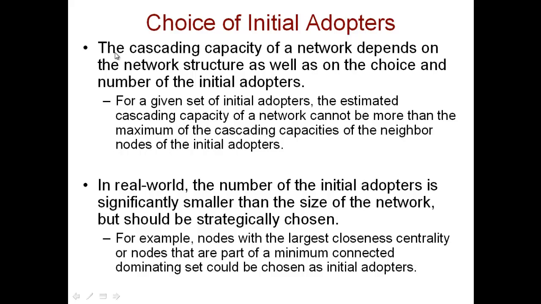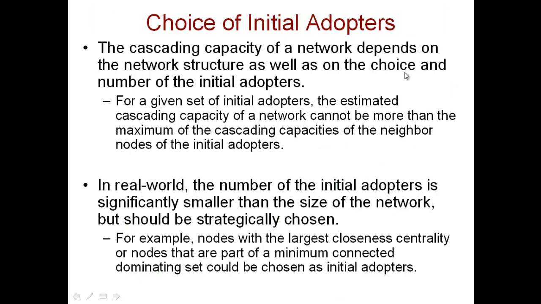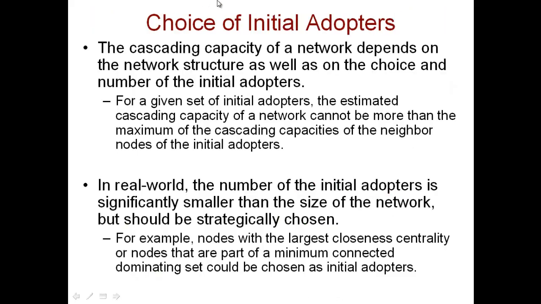The cascading capacity of a network depends on the network structure, which is the distribution of the nodes and edges, as well as the choice and the number of initial adopters. So it's not that if we have two initial adopters, the cascading capacity of the network is going to be two-thirds. No, it depends on who those two adopters are. So it depends on all these things: the network structure, the choice of the initial adopters, as well as the number of the initial adopters.